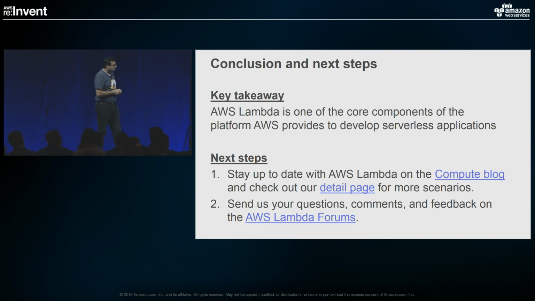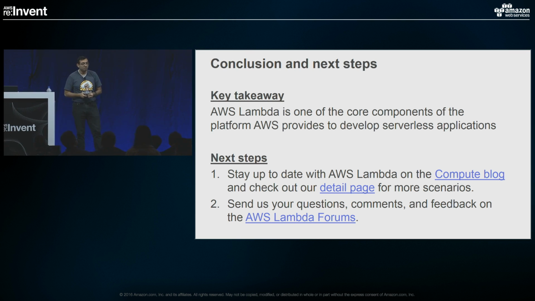So hopefully that gave you some value. The key takeaway I want to get out of this session is that Lambda has now become a core component of the AWS serverless platform. Over the last years, we have seen multiple different features and environments added, and the whole support system has been increased to make Lambda part of your production systems. We do recommend to stay in touch with us on the Compute blog, or check our detail pages and Lambda forums. All are good ways of getting in touch with us.